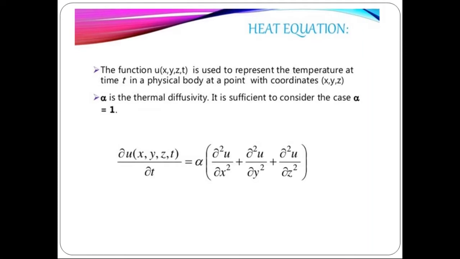Next application is the heat equation. Here in the heat equation, U denotes the temperature at time t in a physical body at a point with coordinates x, y, z. Means if you want to find the temperature at any point, if I know the temperature in a room, I can know it at the first bench, second bench, third bench. You all know that temperature changes at every point. If you know the temperature at a single point or initial points, then you will be able to find it at any point with the help of a partial differential equation.